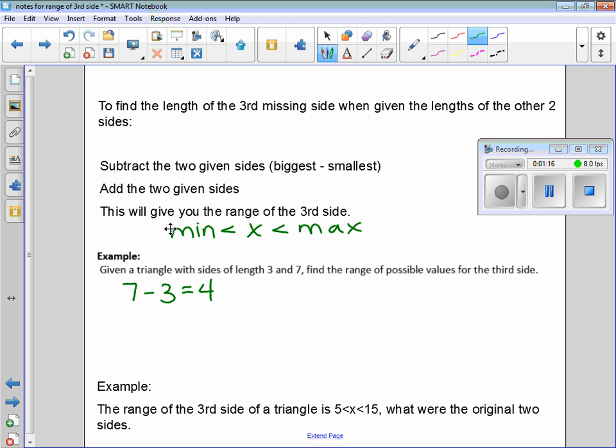To find the other value, we add the two given sides. So we're going to add 7 and 3, and that gives us 10. So the range of possible values for the third side is from 4 to 10. 4 less than x less than 10. So we can pick any value for x that falls between the values 4 and 10 as the length of the third side.